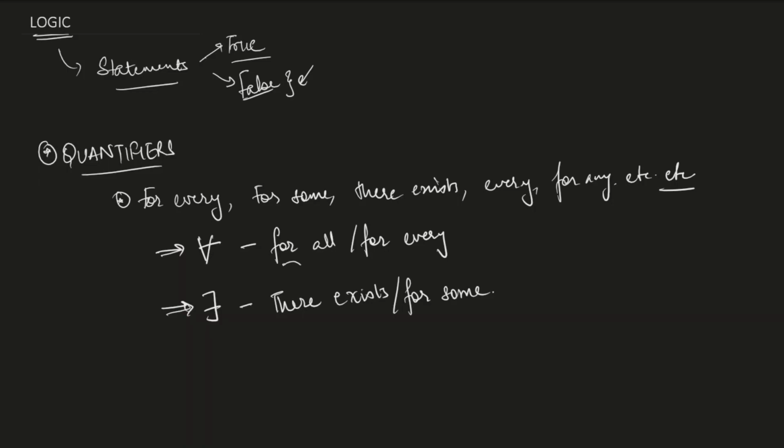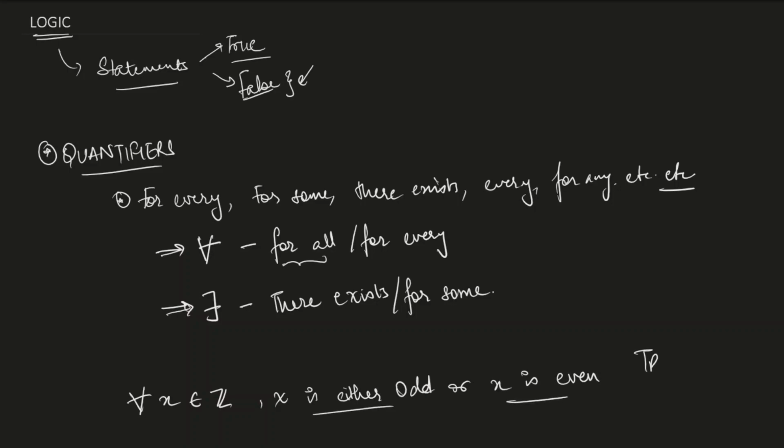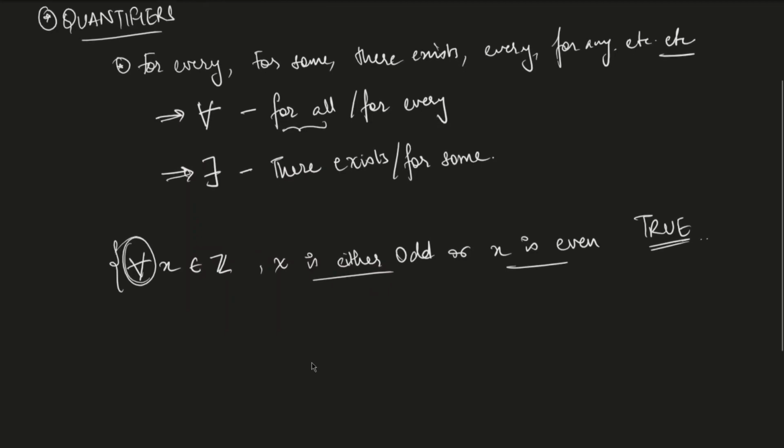So if you have for all x belonging to integers, x is either odd or x is even, which is true, right? We know that every possible integer is either odd or even, right? So that is a usage for all.